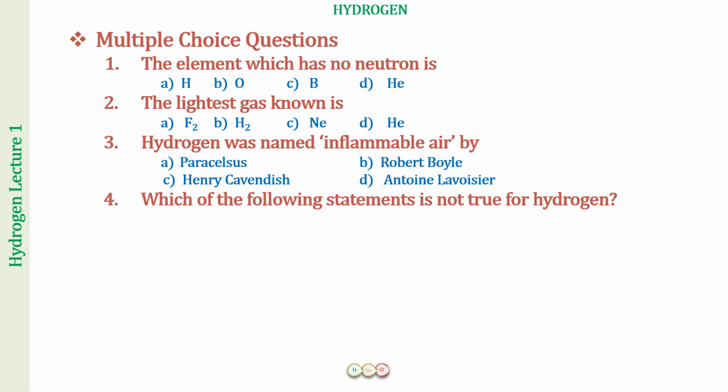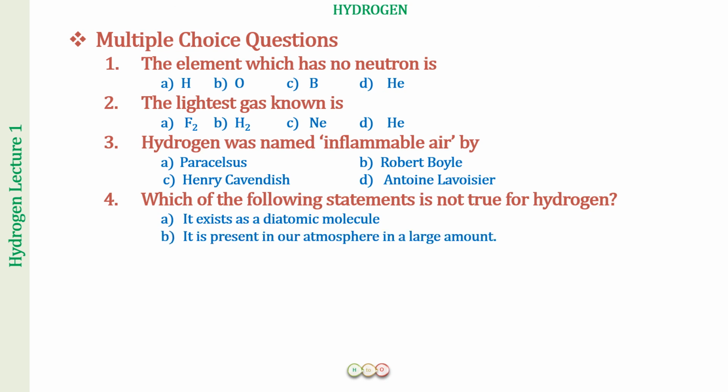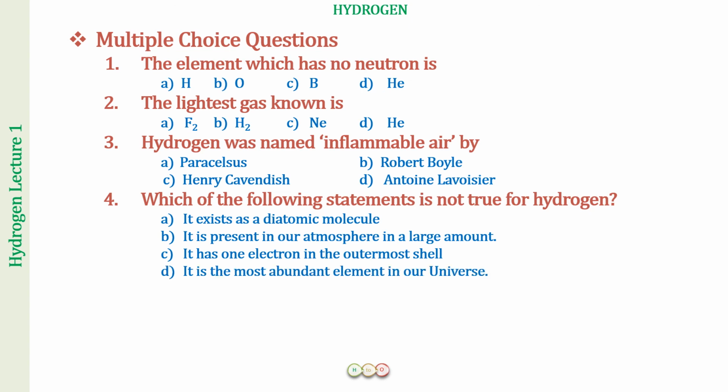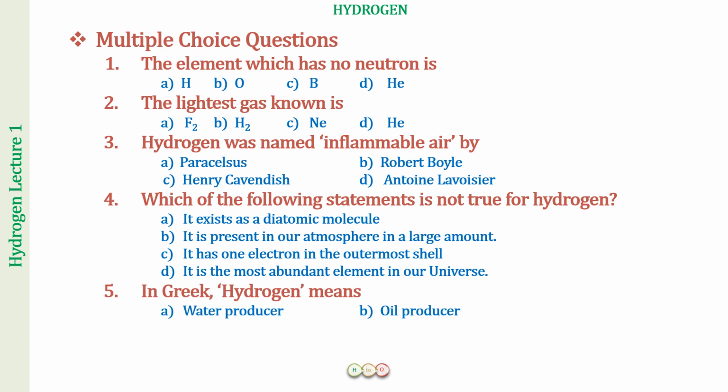Fourth question: which of the following statements is not true for hydrogen? First, it exists as a diatomic molecule. Second, it is present in our atmosphere in a large amount. Third, it has one electron in the outermost shell. And the fourth choice, it is the most abundant element in our universe. The fifth question, which is the last question for today: in Greek, hydrogen means water producer, oil producer, smoke producer, or milk producer.